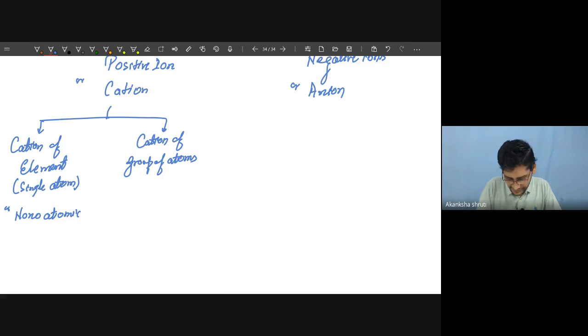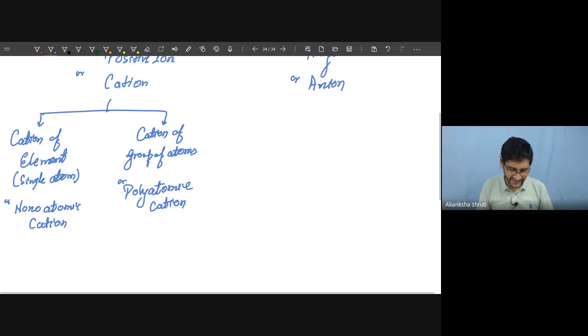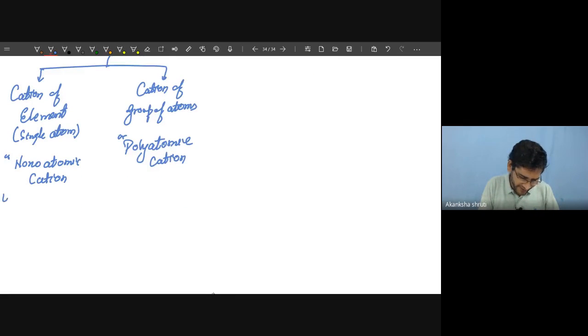Polyatomic cation: more than one atom or element is there, they are called poly, meaning more than one. Atomic, and the category is positive charge, so it is called cation. What are the examples? Examples we need to keep in mind, student. If we consider hydrogen, how does hydrogen exist? As H+.